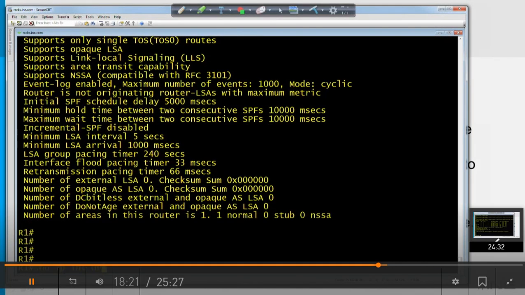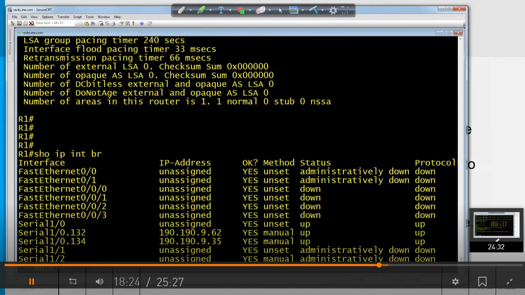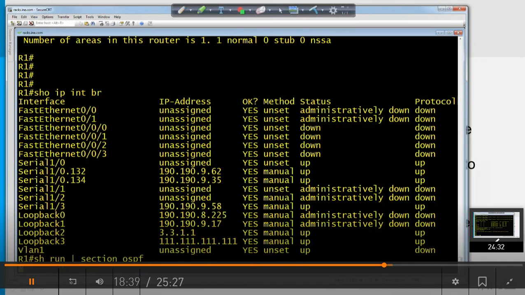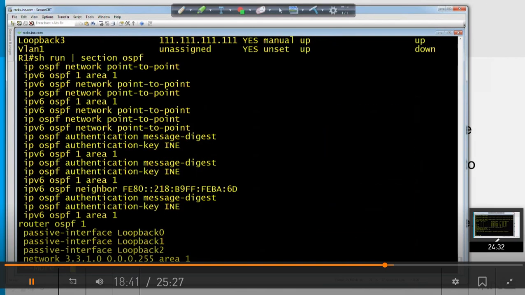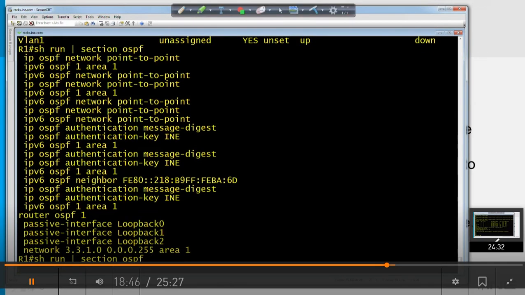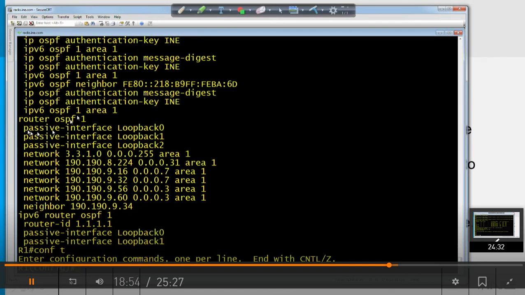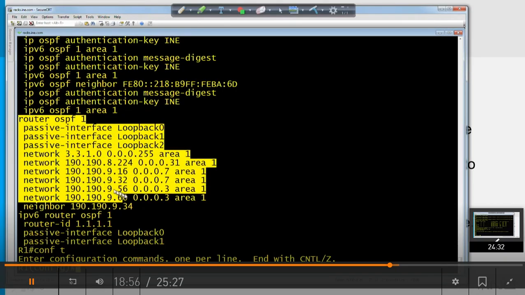Show IP interface brief. Verify the loopbacks are indeed down. Yes, they're administratively down. At this point, the only thing we have, and this is a very extreme thing to do, but the only thing we can do is completely remove our OSPF configuration and reapply it. So I'm just going to do that. Let's go ahead and copy this first so I can paste it back in.